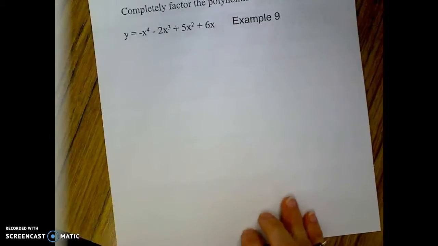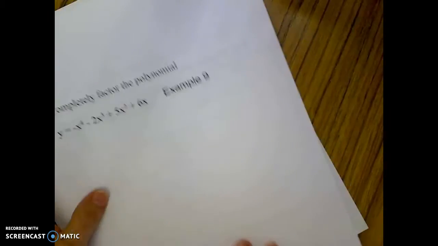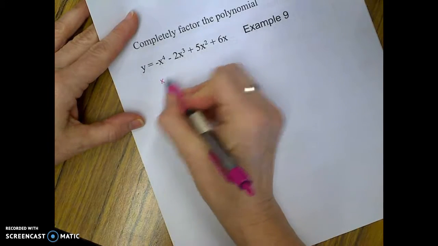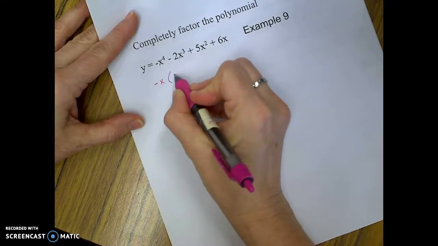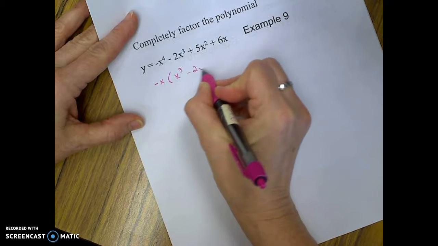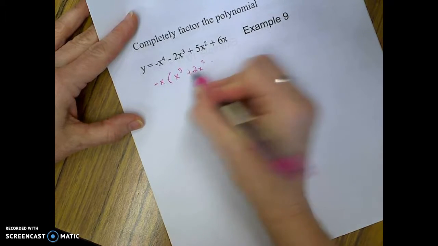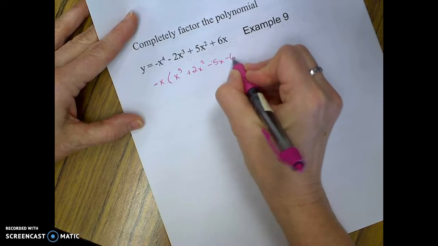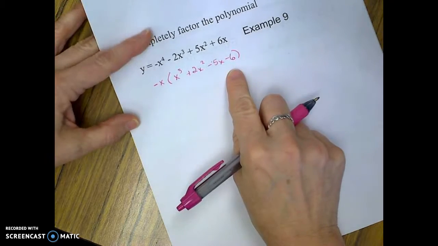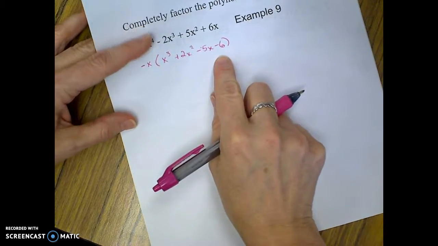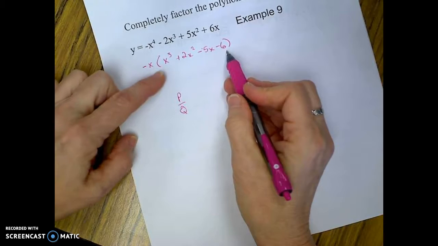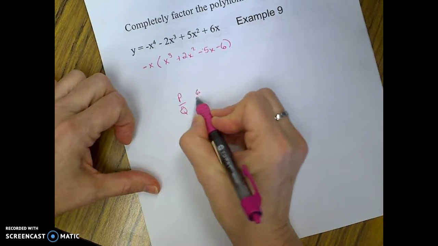All right, looking at example 9, this is how we're going to use this. That pulls out an x, and I'm going to pull a negative. That's x cubed minus 2x squared, plus 2x squared, minus 5x minus 6. This, if it would group, I would do that, but it won't. So I'm going to make my p's and q's. Apparently every time we're using 6 and 1, not always, but this time again.